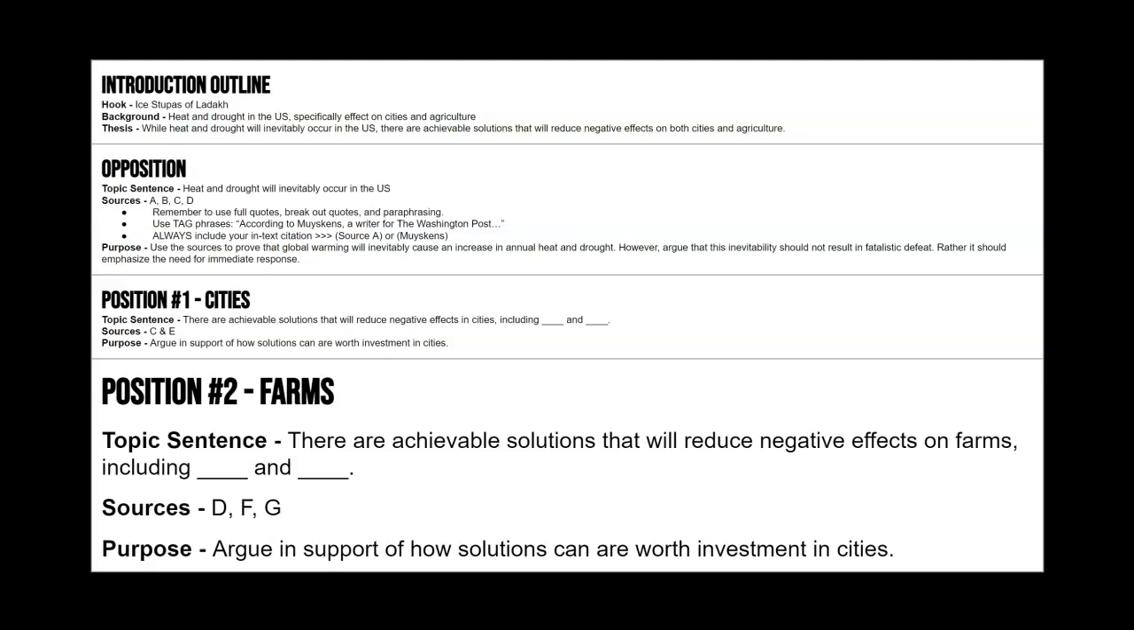And then when I move on to my next paragraph, it'll be about farms. And we know that to be the case because of the next part of my thesis up here. Notice how it matches in order. So my topic sentence, there are achievable solutions that will reduce negative effects on farms, including blank and blank. And I can use sources D, F, and G in order to argue in support of how solutions are worth the investment in farms.